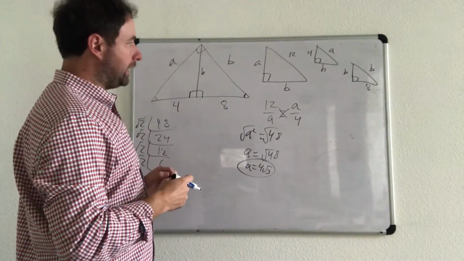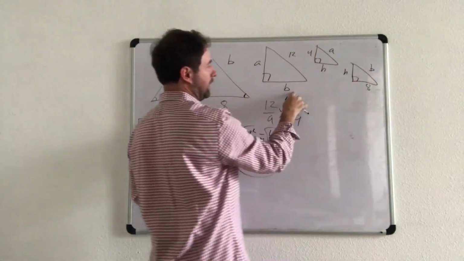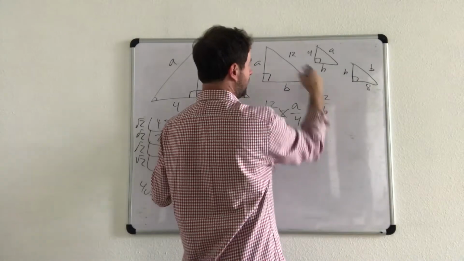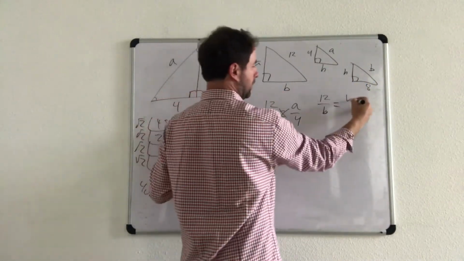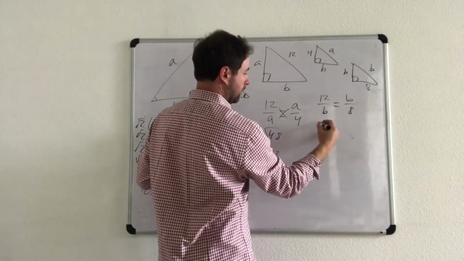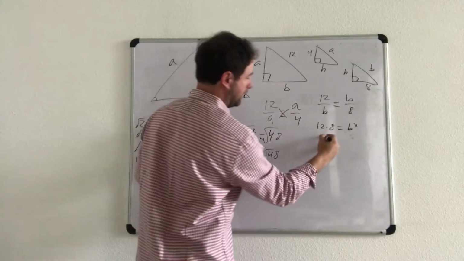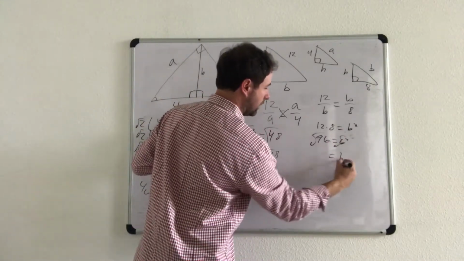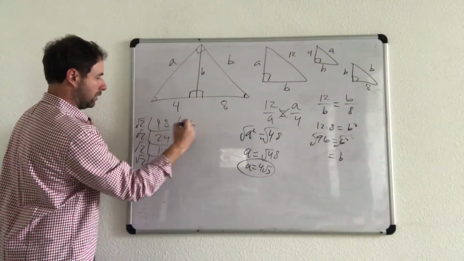Solving for B, we're going to do the same thing that we just did. So these two triangles both have a B in them. So we'll go 12 over B equals B over 8. So 12 times 8 equals B squared. 12 times 8 is 96. 96 is B squared. Take square root of both sides. B equals root 96. Let's break down our radical.